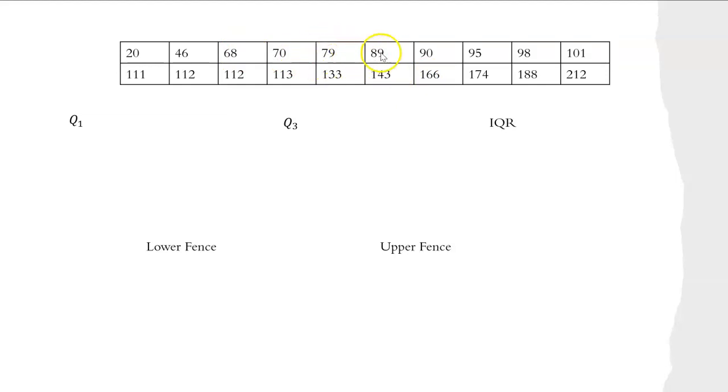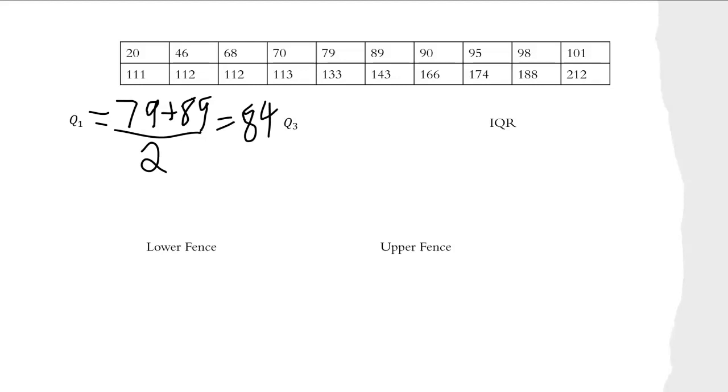And those 2 middle numbers are 79 and 89. So for Q1, we want to take the average of 79 and 89. So do 79 plus 89 divided by 2. And 79 plus 89 divided by 2 is going to give us 84. So the median of the upper half of the data is 84. So our Q1 is 84.